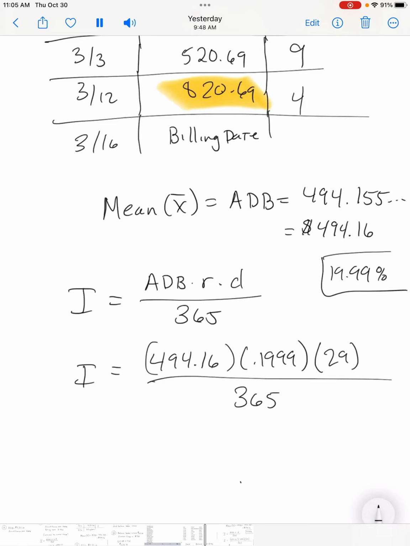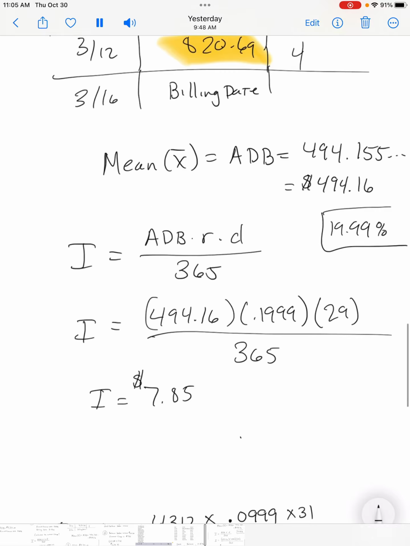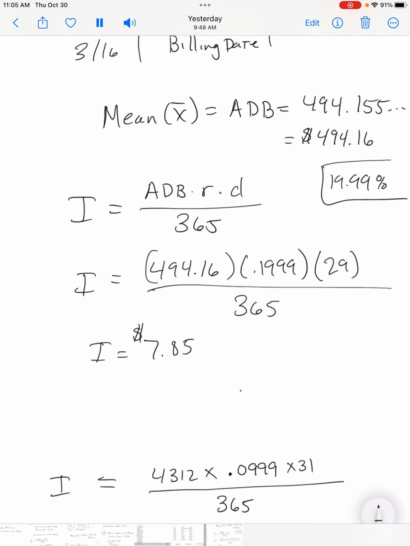So then we just type it in: 494.16 times 0.1999 times 29 divided by 365. And we come up with an interest owed of $7.85. When you do the rounding, it's 0.848, so we would round that 4 to a 5.